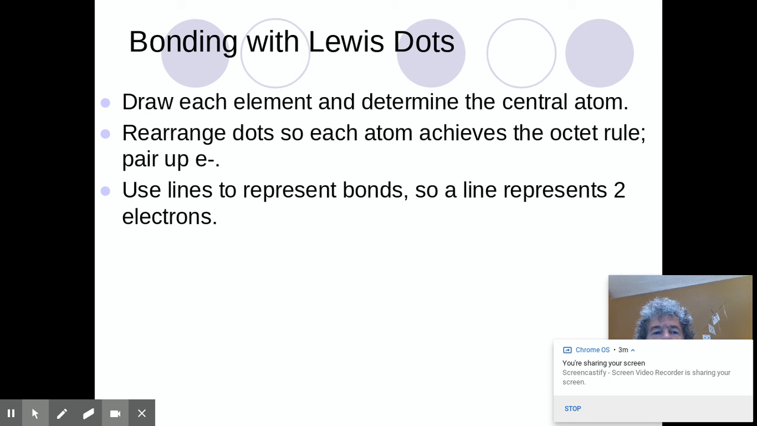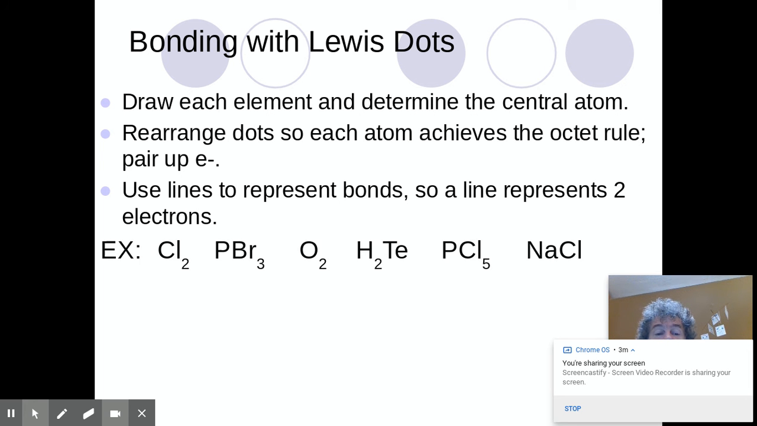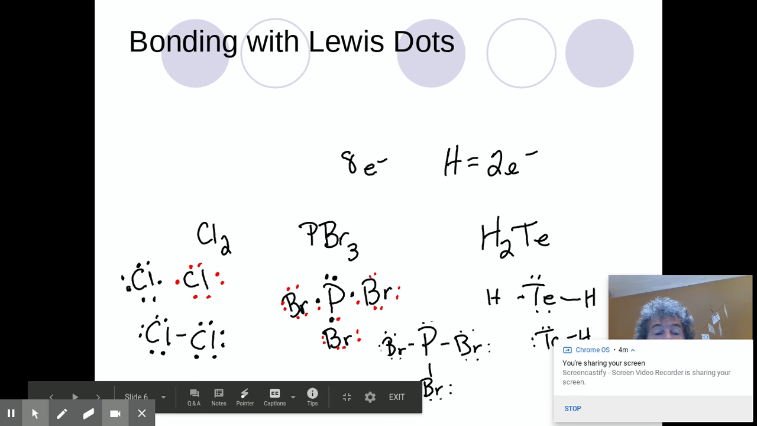together, and essentially draw each element and determine the central atom. So like H2O, O would be the central atom. Rearrange the dots so the atom achieves the octet rule. And you try to pair up electrons and use lines then to represent a bond. So a line represents 2 electrons. And so these are some that you could do. And this is just showing a few of them.